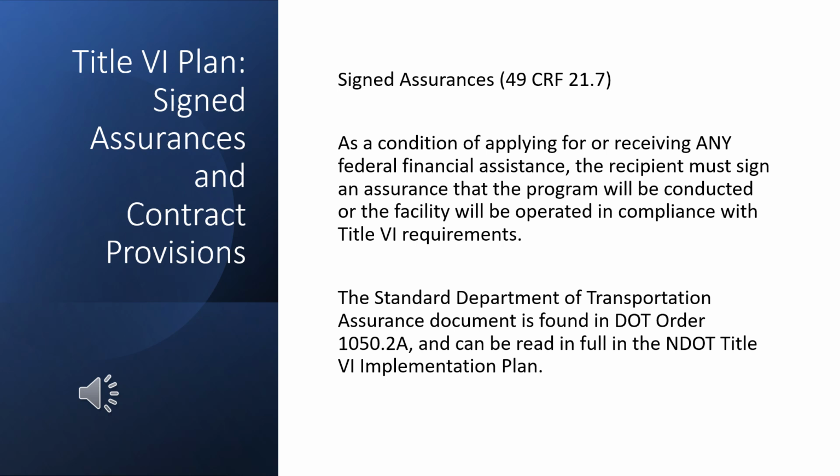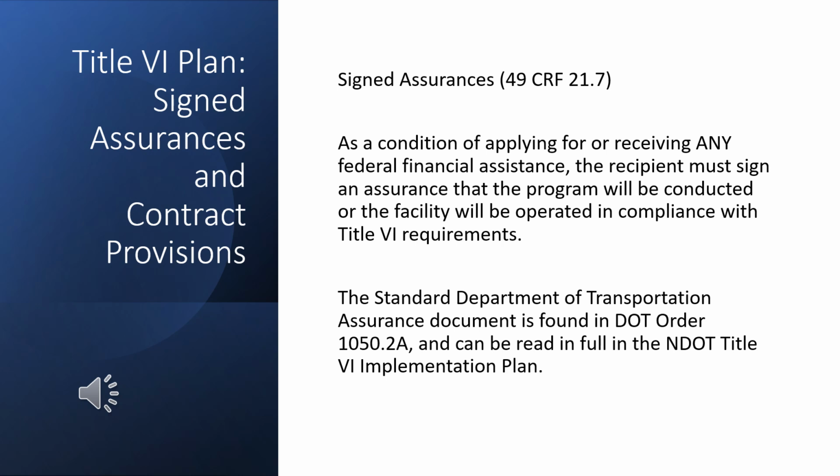The next element, which should be included in your agency's Title VI implementation plan, are signed assurances and contract provisions. As a condition of applying for or receiving any federal financial assistance, a recipient must sign an assurance that the program will be conducted or the facility will be operated in compliance with Title VI requirements. These assurances, just like the policy statement, must be signed by the head of your agency.